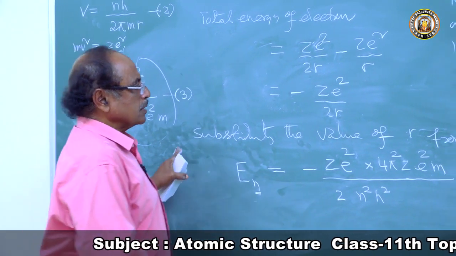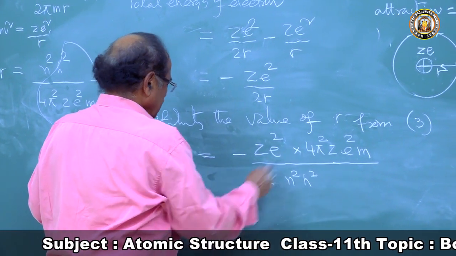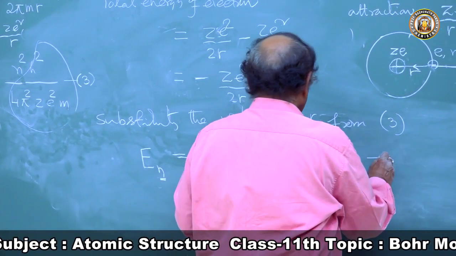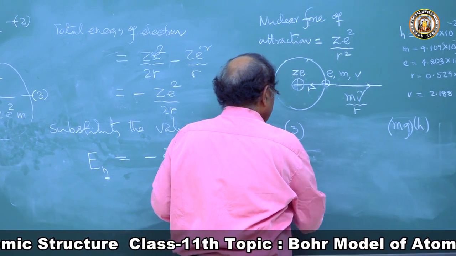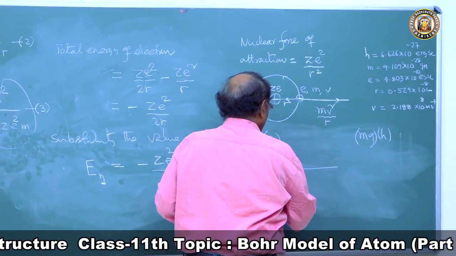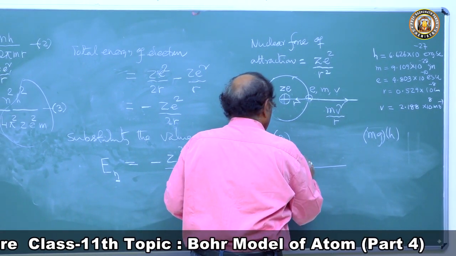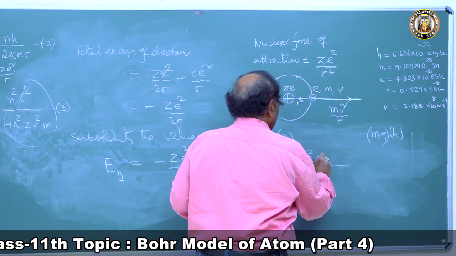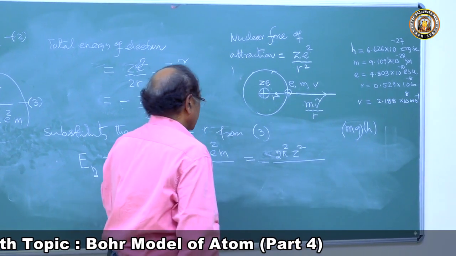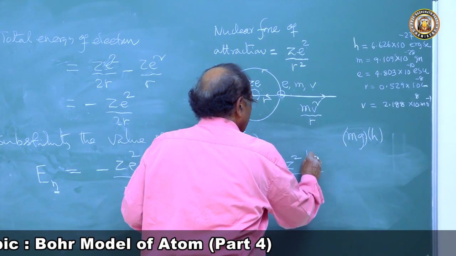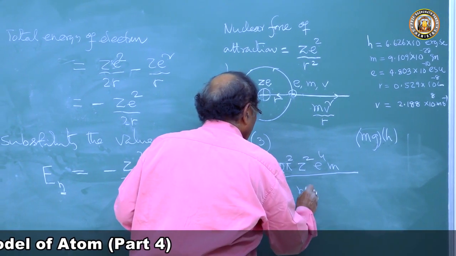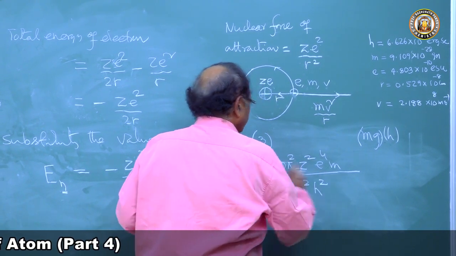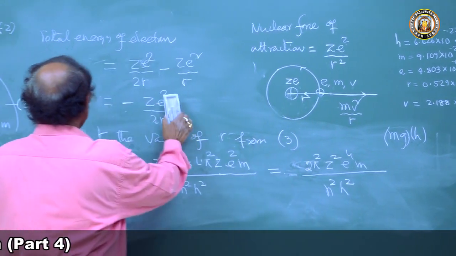So now this 2 and 4 will cancel. So how much will the answer come here? This 2 will cancel, and minus will remain. So 2 pi square, Z into Z square e fourth m by n square h square. So we got the equation now.